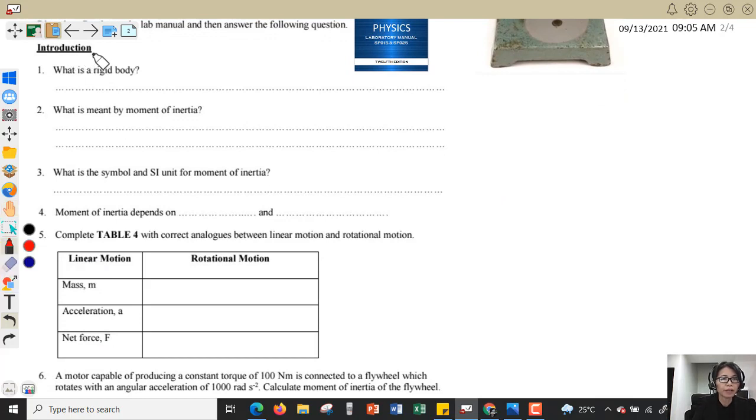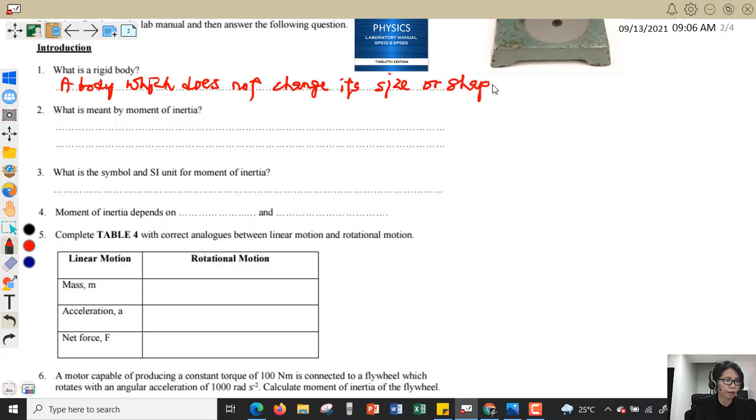So, introduction. Question 1. What is a rigid body? A flywheel is a rigid body. What is meant by a rigid body? A rigid body is a body which does not change its size or shape when force is exerted on it. So, any body that won't change its size or shape when we apply a small considerable force on it, we consider as a rigid body.